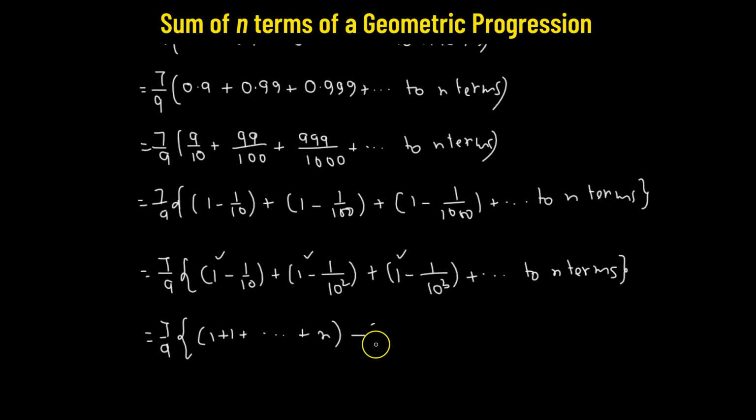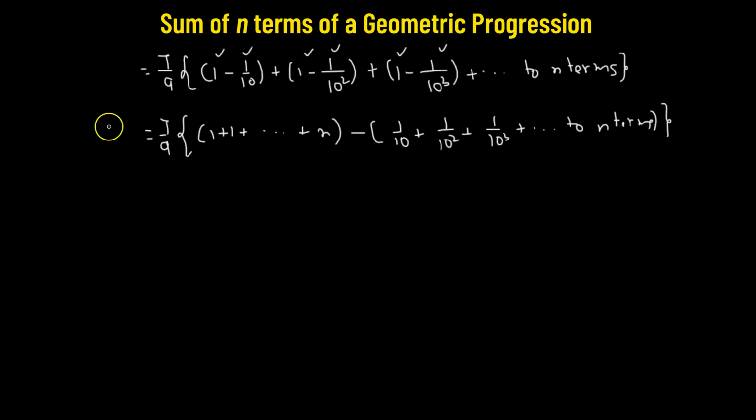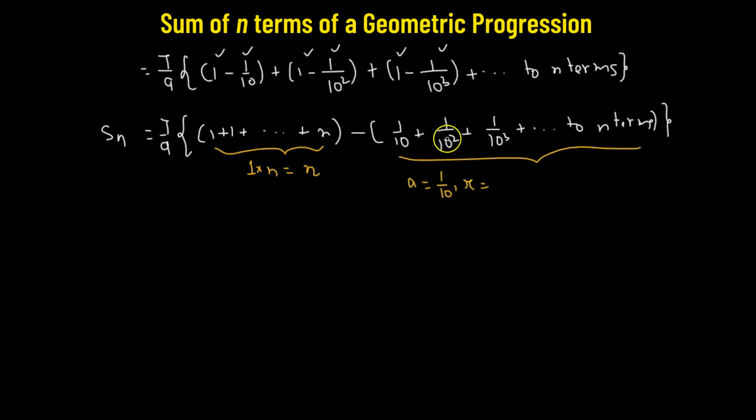Then we will take the negative as the common factor and combine all the second terms in each of the terms. So we have 1 over 10 added to 1 over 10 squared plus 1 over 10 cubed, and this goes all the way up to n number of terms. Now, we observe that this is our Sn. Here, the first sum is 1 added to itself n number of times. So this sum is simply 1 times n, which simply equals n. And then this is a geometric progression with first term 1 over 10. The common ratio is the second term, 1 over 10 squared, divided by the first term, 1 over 10, to get 1 over 10. And clearly this value, 1 over 10, is less than 1.